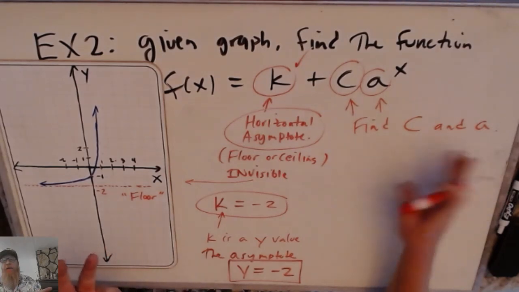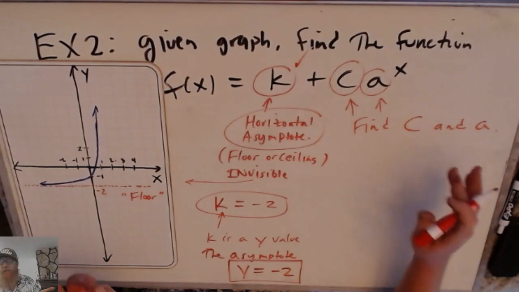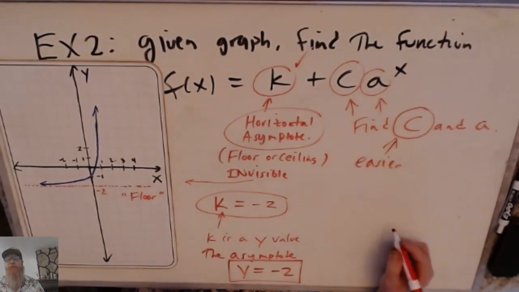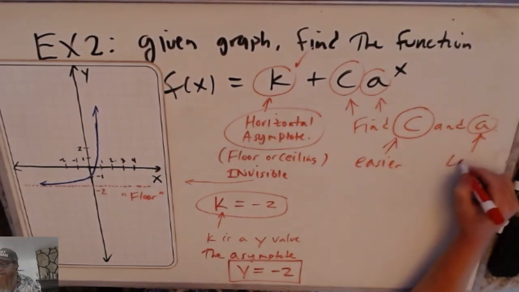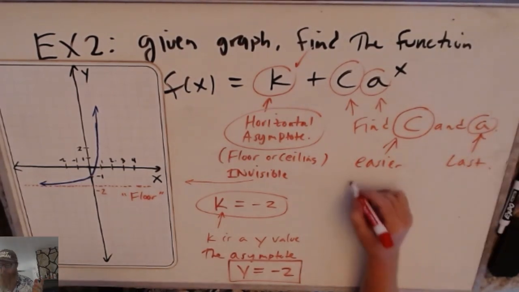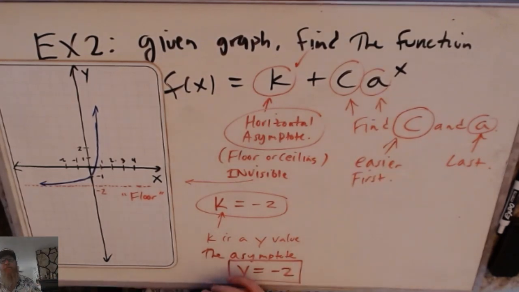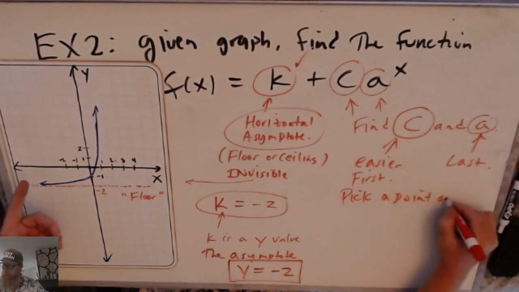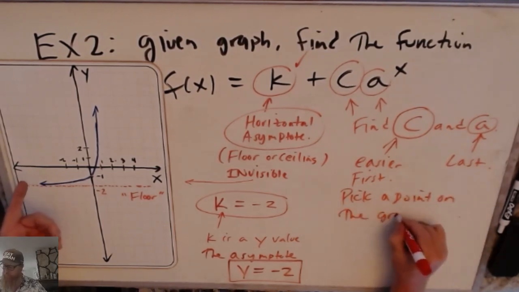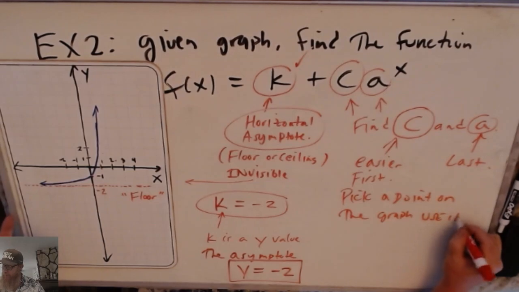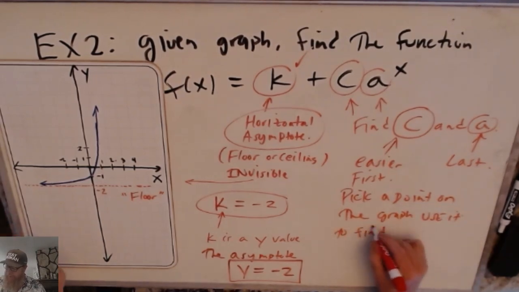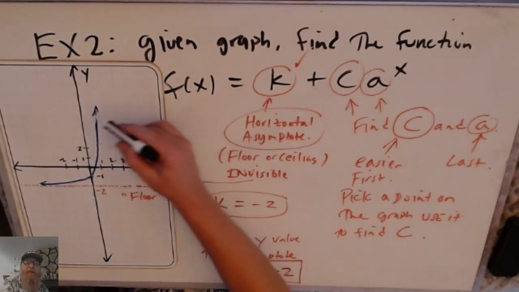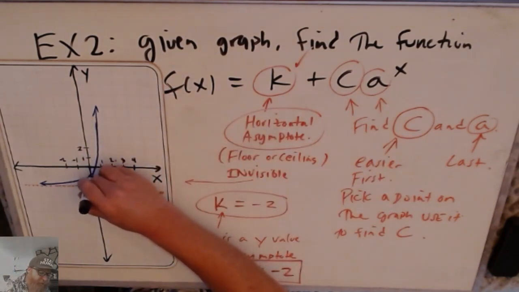It doesn't really matter the order that you do it, but I do find that it's easier to find C first. And then I find A last. So just pick a point on the graph and use it to find C. So come over here and pick a really nice point on the graph.